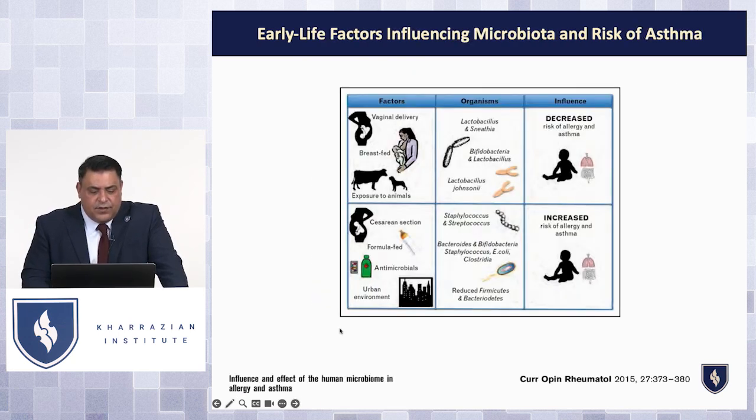So here you can see in this illustration the worst scenario to promote asthma: C-section, formula-fed, lots of antimicrobials, urban microenvironment. These things increase risk for a person to develop asthma throughout their life.